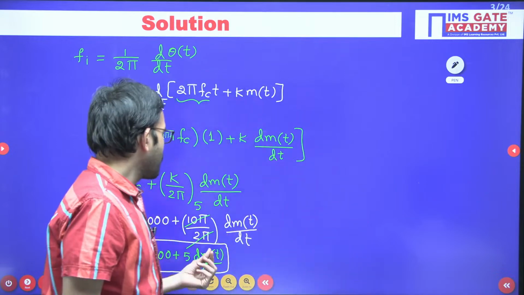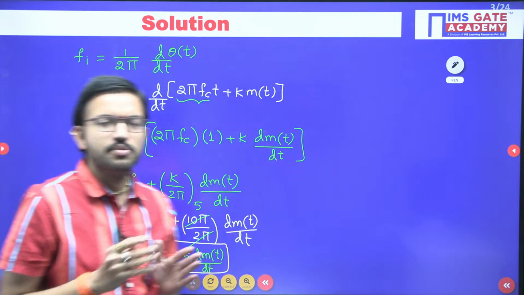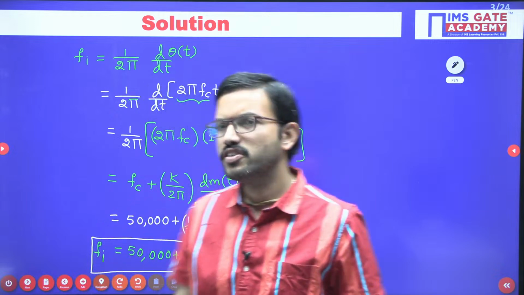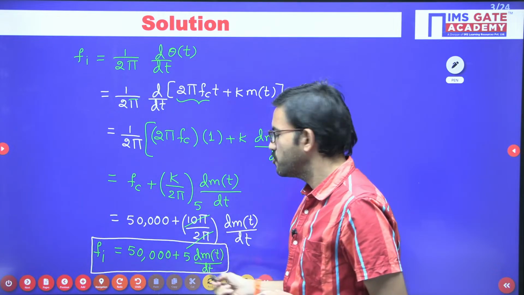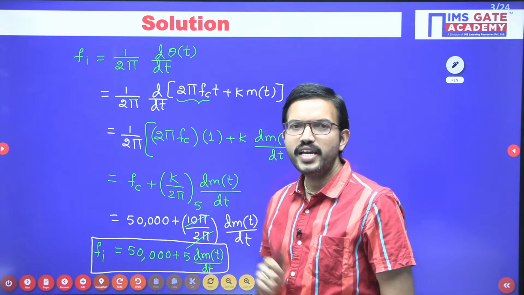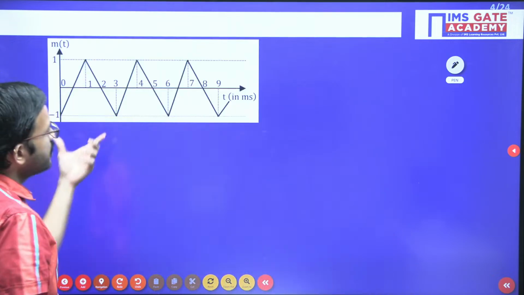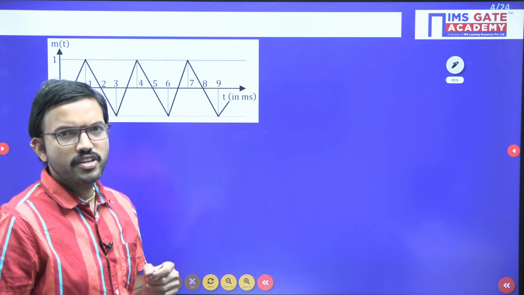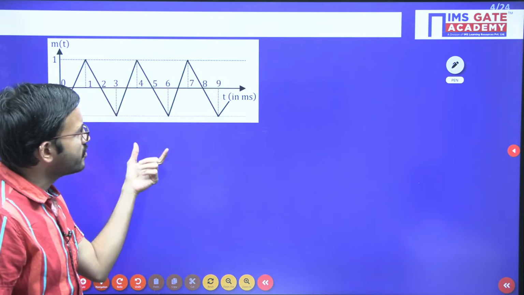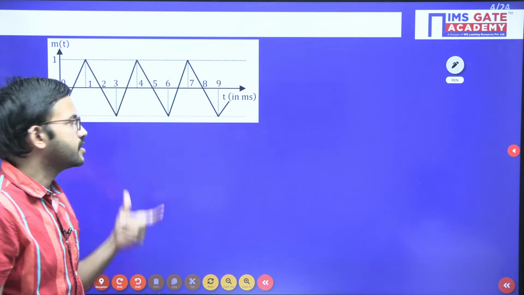So now, in order to find the maximum instantaneous frequency or minimum instantaneous frequency, first of all, we have to calculate dm(t)/dt. For the timing, I have considered whatever message signal waveform they have given. I have considered it once again as it is here, right?